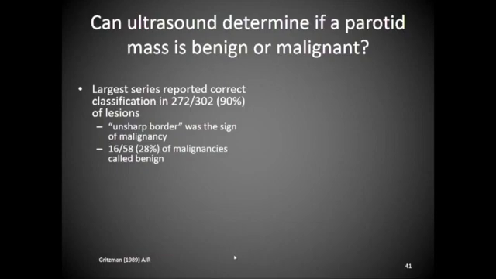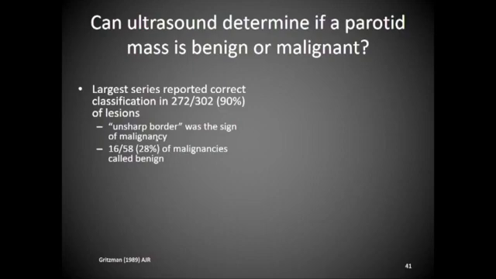The biggest article in the literature to actually address this question was from 1989, and they found 272 of 302 cases of parotid lesions were correctly identified as malignant or benign. But there's a couple of big buts about this. One is that unsharp border was the only sign of malignancy, and in this case, 28% of malignancies had a sharp border, and they were called benign.